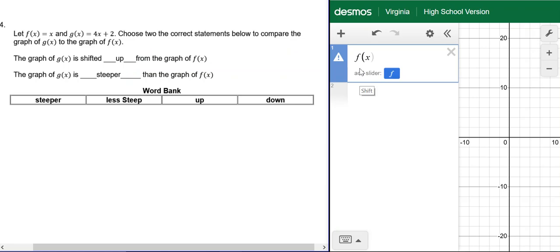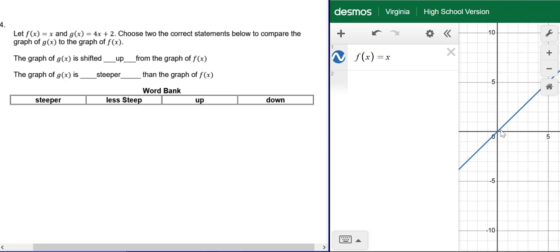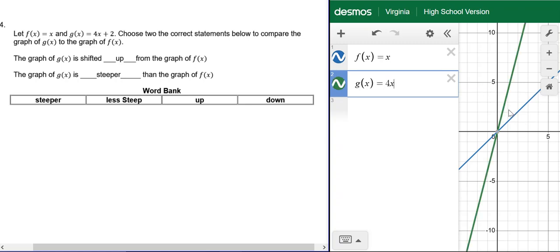So we're going to put f of x equals x. This right here is the parent function. If I go in, you'll see that it has a slope of 1 over 1, or just 1, and it goes right through the center. So this is f of x equals x. And then we have this other function here, g of x equals 4x. Before I type the plus 2, let me just look at 4x. Well, it got steeper.